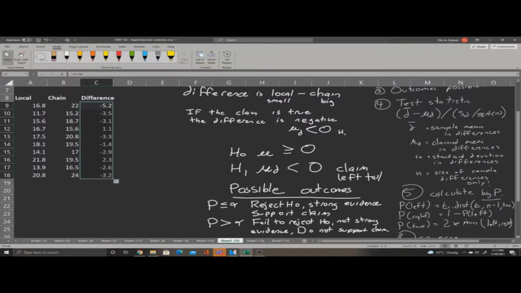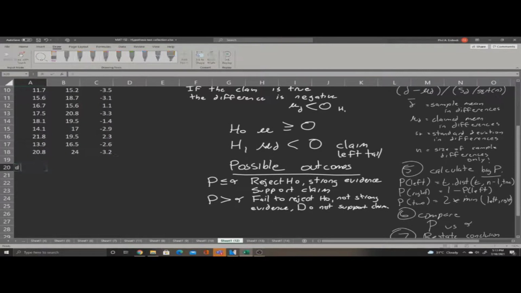Now let's make a place for these. We'll say d bar, mu, SD, and n. For d bar, we'll use average of the list. For mu, we will use the claimed mean. For SD, we will use equals stdev.s of the list. And for n, we will use equals count of the list.